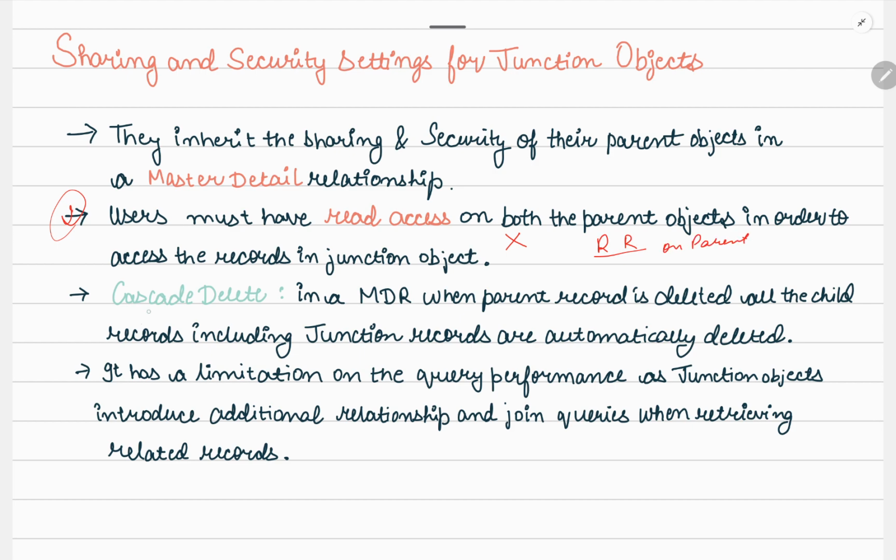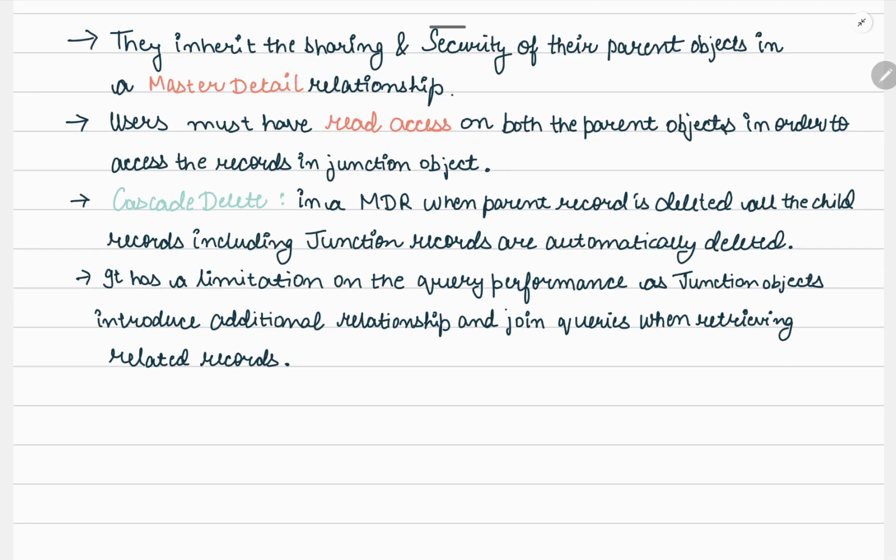Now we have a property of cascade delete. We know that in a master detail relationship, when any parent is deleted, the child record also gets deleted, and the junction records also get deleted. And one thing more, when we restore those records from the recycle bin, the junction records are also restored automatically. We don't have to do anything for that, right?